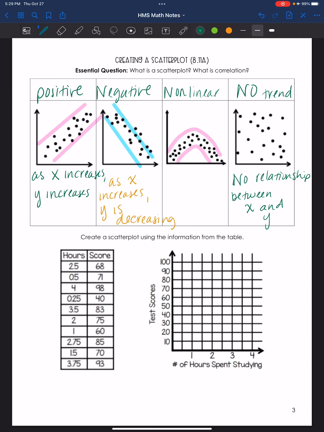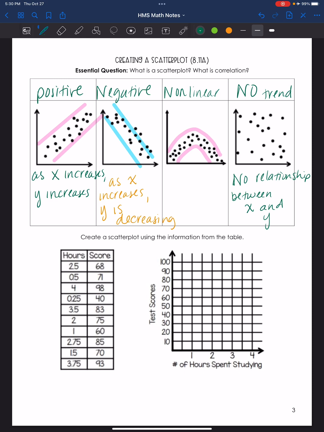Positive meaning that they are in a grouping going the same way. Positive going up: as x increases, y is also increasing. Grouping going down, meaning as x increases, y is decreasing, so a negative correlation. We also see nonlinear correlation. There are groups together. We can make a shape. We see where they're going. It's just not a straight line. And then there's no trend at all.